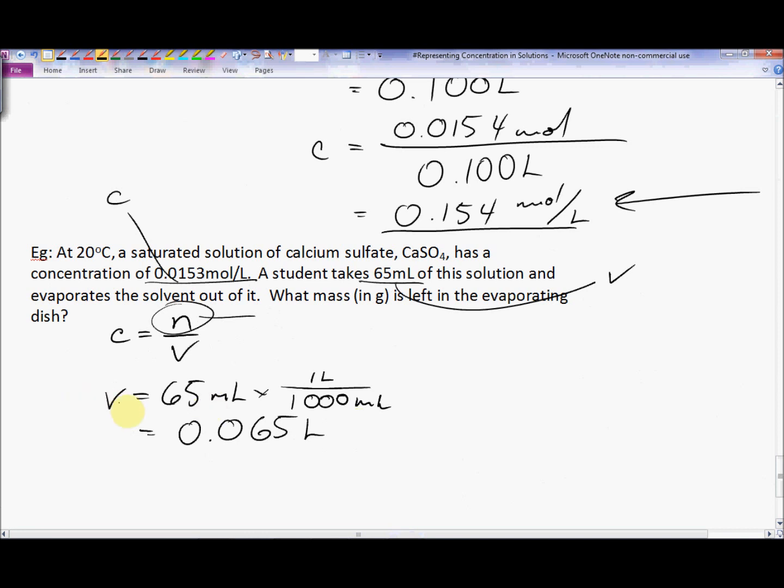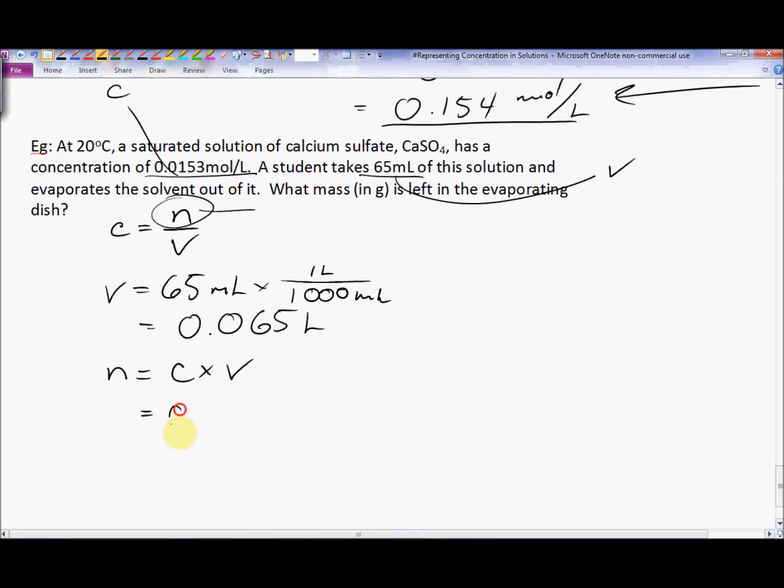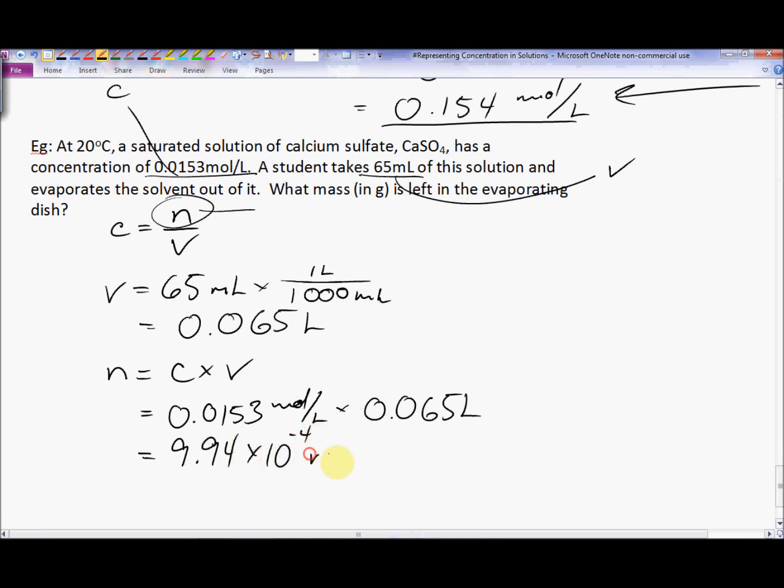Okay, so we've got our C, we've got our V. Let's go ahead and calculate our N. Rearranging this equation here, we can say that N is equal to concentration times volume. So let's plug those numbers in. C is 0.0153 moles per liter. Multiplied by, okay, we've got our volume, 0.065 liters, and multiplying that through, we get 9.94 times 10 to the negative 4 moles, right? That's what we're calculating, the number of moles.